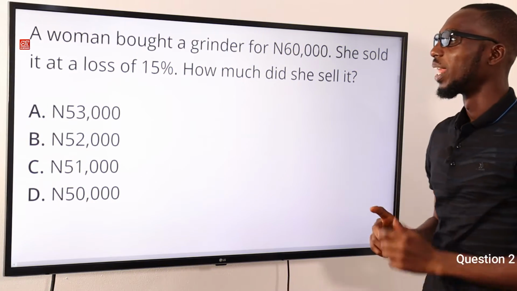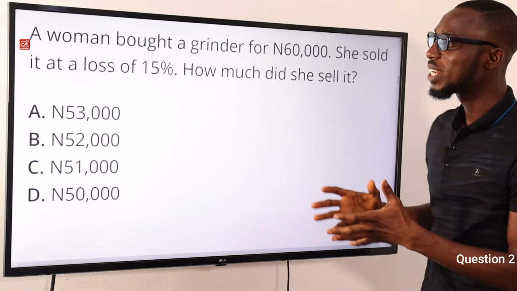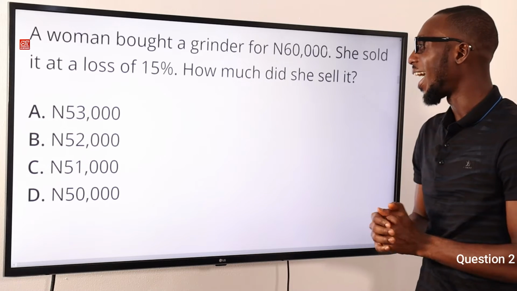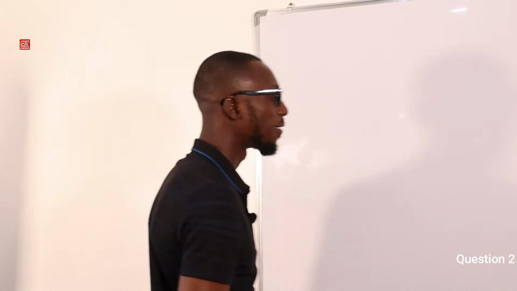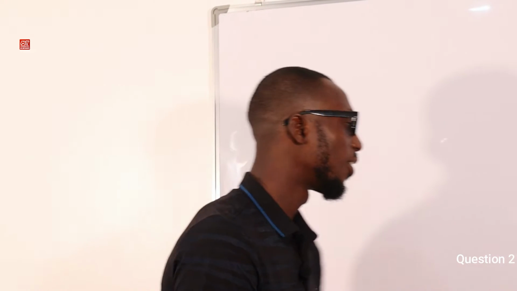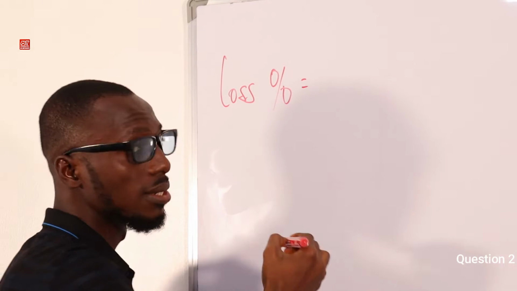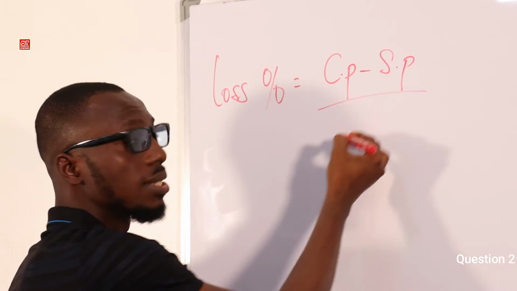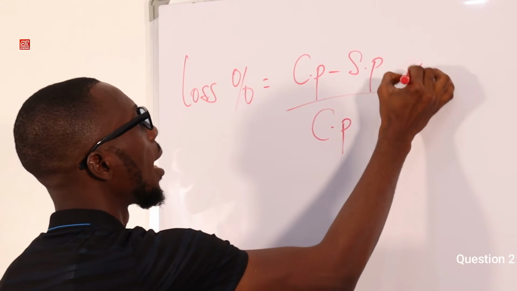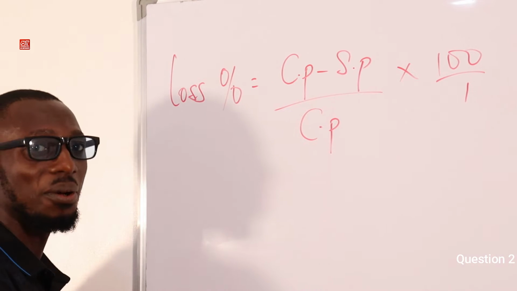Number 2. A woman bought a grinder for 60,000 naira. She sold it at a loss of 15%. How much did she sell it for? So we are asked to look for SP, which is the selling price. Recall that the formula for loss percent equals cost price minus selling price, which is the loss, over cost price, times 100. So let's just plug in the values and secure our answer.